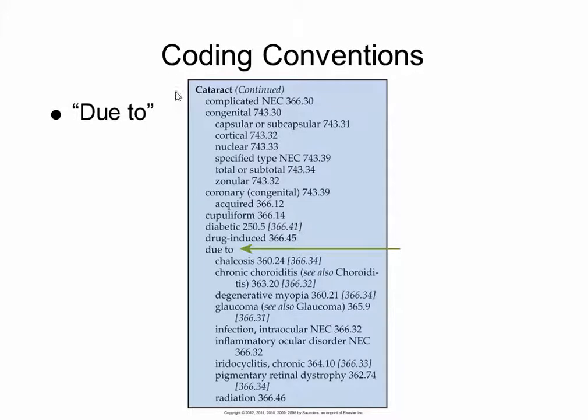So let's look at this. We have cataract, and here we go. This is in our alphabetic index. Due to, and then it keeps going. Calcosis, chronic choroiditis, degenerative myopia. It continues on. So you have to have that link. This is saying that you have this cataract because you have this calcosis. And if it doesn't say that specifically, documented by the physician in your record, you can't code it that way.